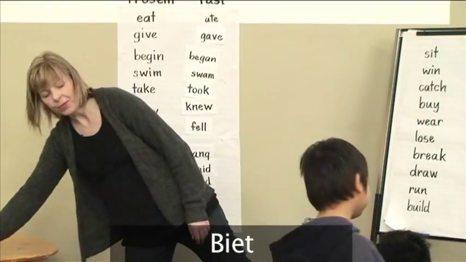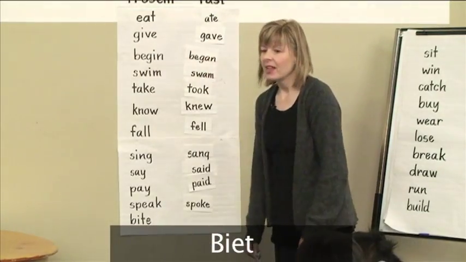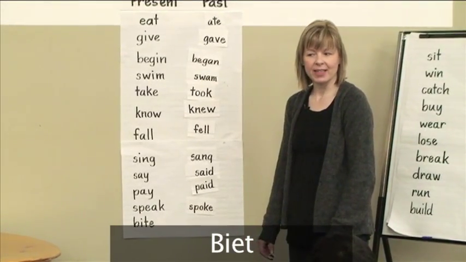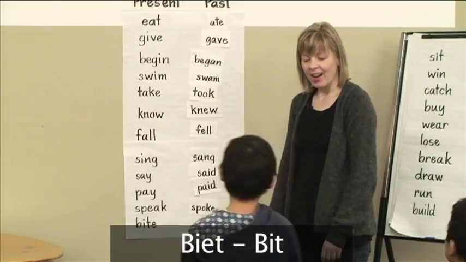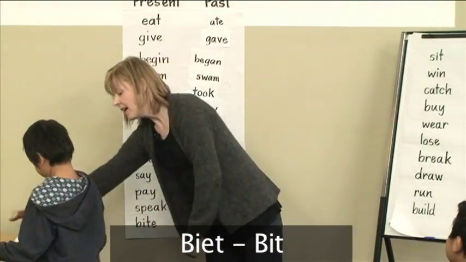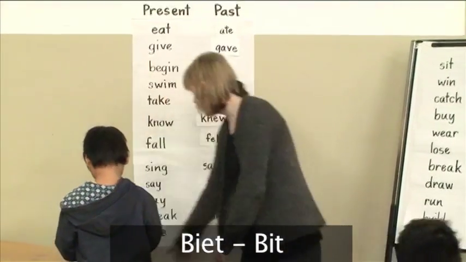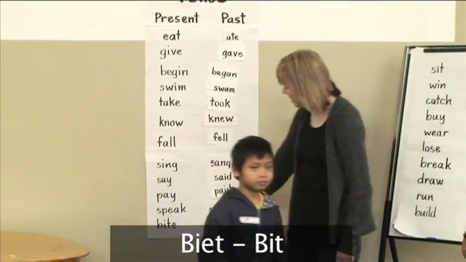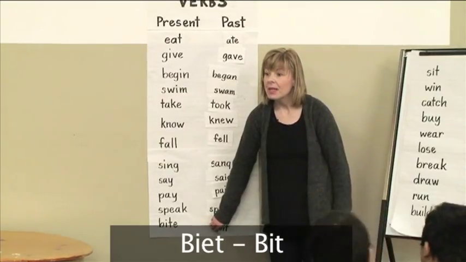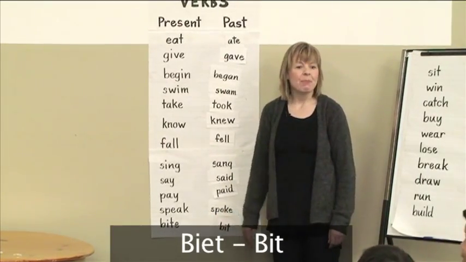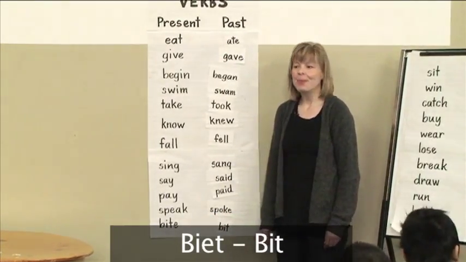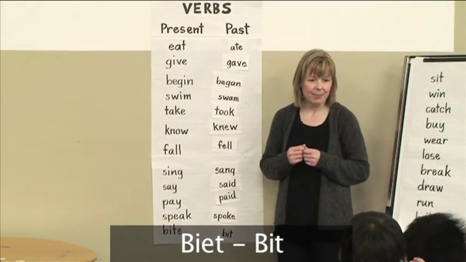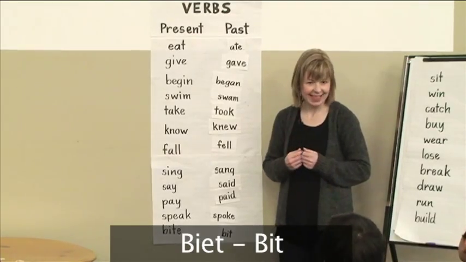And there's one more for bite. Who has the past tense of bite? Let's look at this. It's a short I sound. Can you put it up all the way at the bottom there? Thank you. How do we say this one? Bit. I bit into the cookie. I bit into the pizza.